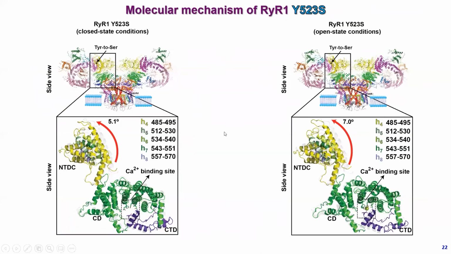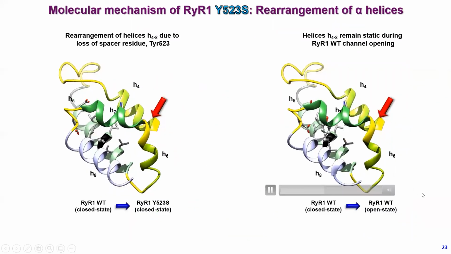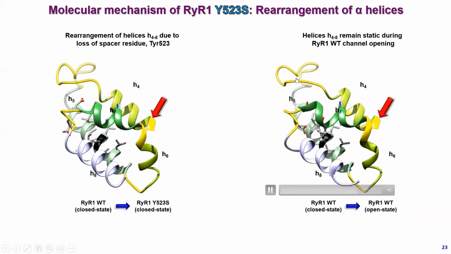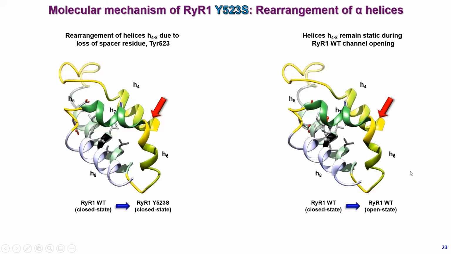So far, I have been speaking mostly about the global and the large-scale conformational changes in the large cytoplasmic assembly of the channel. I'm going to focus a little more on the molecular mechanism that underlies the mutation. The mutation is located in the core of the NTDC, and you can see that the entire NTDC rocks during channel opening as a single entity, and that the individual helices remain static.